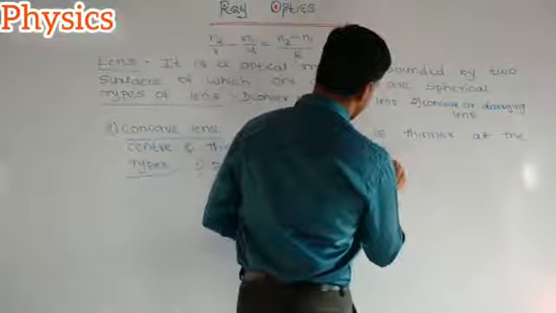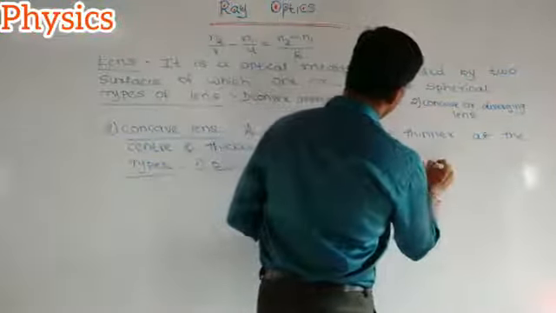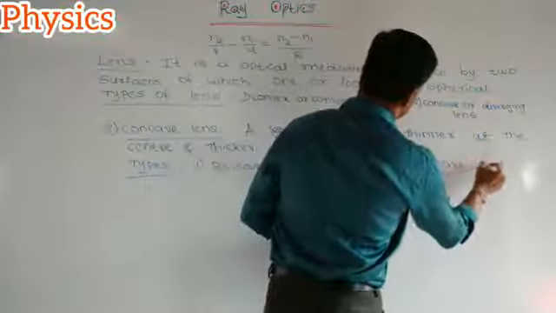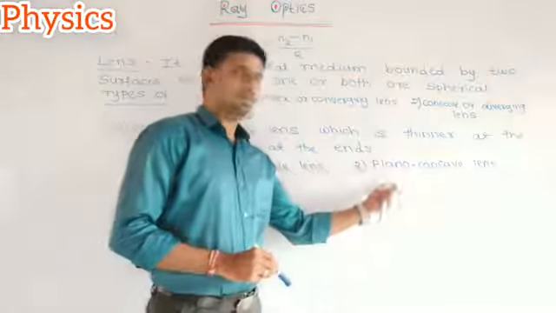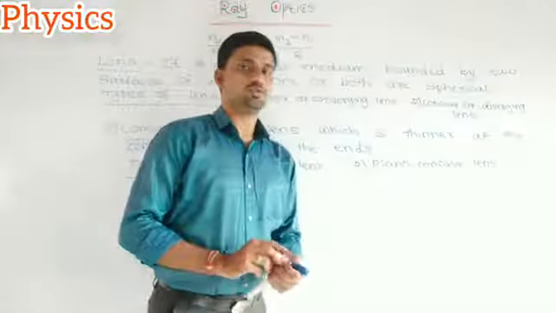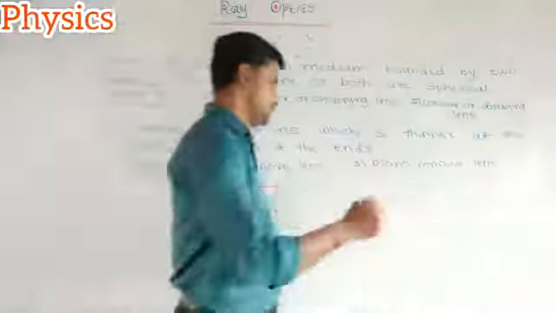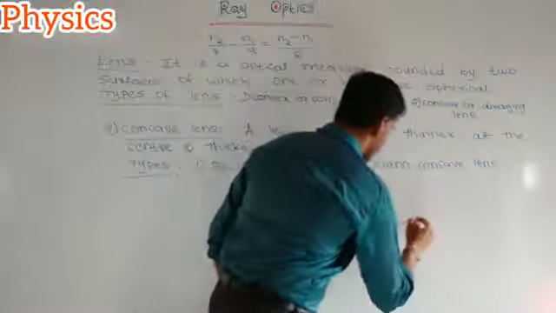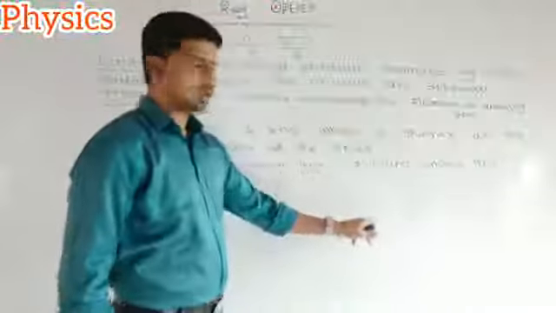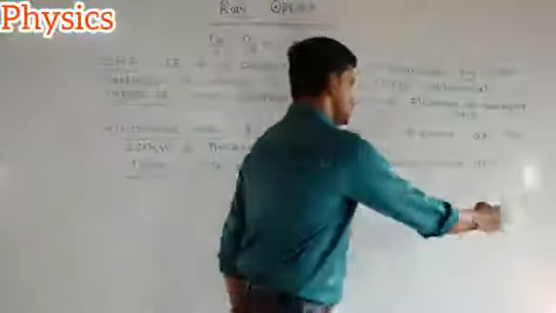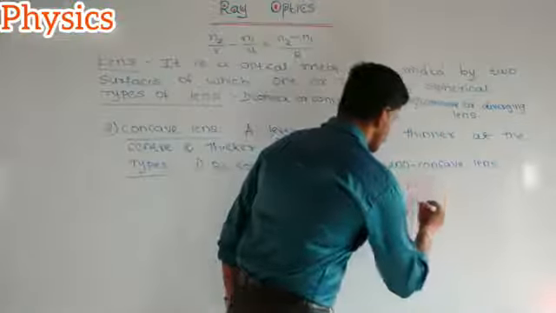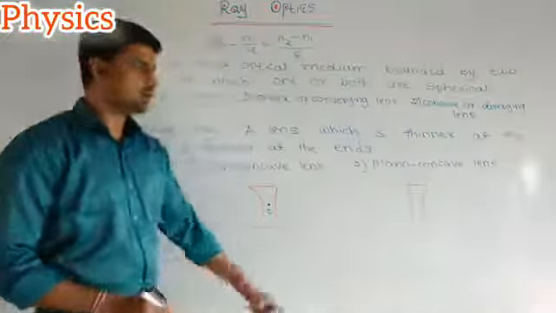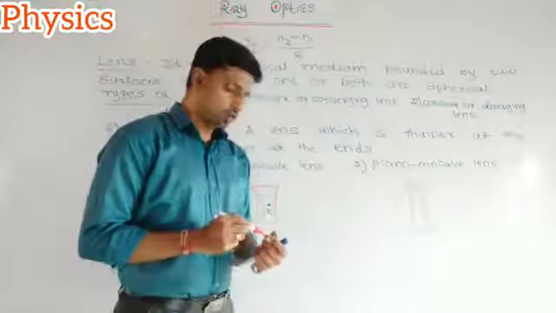plano concave lens. In this case, one surface should be a plane surface and the other surface should be a concave surface. Here I am drawing a plano concave lens. If you are observing from this side, one surface should be a plane surface, and if you observe from this side, that surface should be concave. Then it is called a plano concave lens. This is the way of representing the plano concave lens.